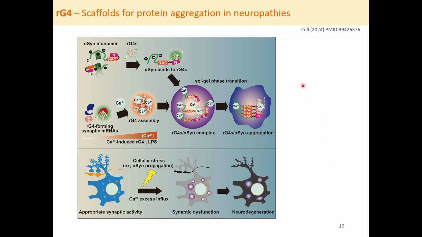In this paper published in Cell, RNA G-quadruplex forms scaffolds for alpha-synuclein aggregation. Purified alpha-synuclein binds RNA G-quadruplexes directly, leading to phase separation, assembly, and sol-to-gel phase transition. In neurons, rG4 in synaptic mRNAs can co-aggregate with alpha-synuclein, eliciting synaptic dysfunction. The drug that prevents RNA G-quadruplex phase separation can attenuate alpha-synuclein aggregation, neurodegeneration, and progressive motor deficits in mice. rG4-triggered neurodegenerative synucleinopathies can include Parkinson's disease, dementia, and multiple system atrophy.